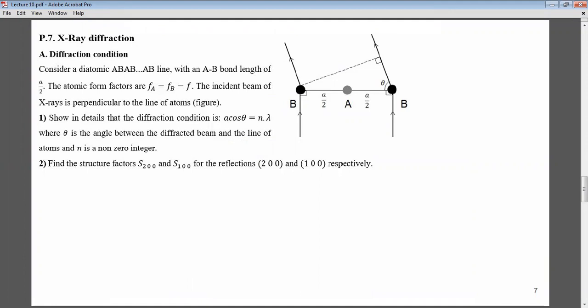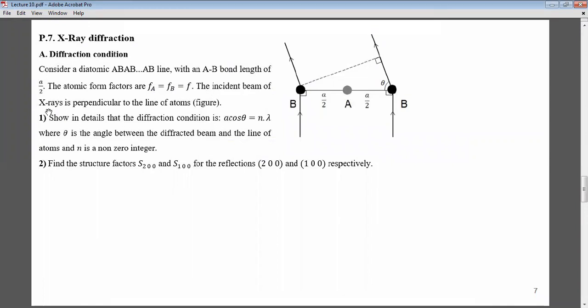So, diffraction condition. Here, X-ray diffraction. Consider a diatomic AB, AB, AB, AB, AB, and this is a one-dimensional object. It is AB, AB, AB, AB, with an AB bond length of A over 2. So from B to A, the distance is A over 2. The atomic form factors FA and FB have the same atomic form factor F.